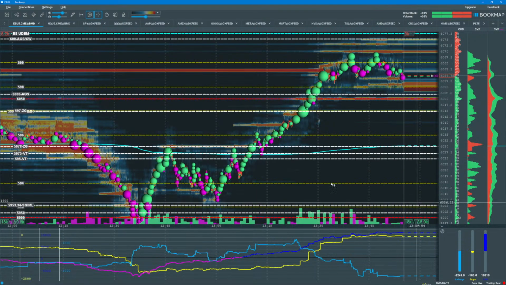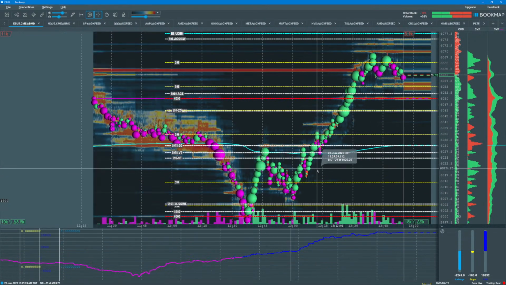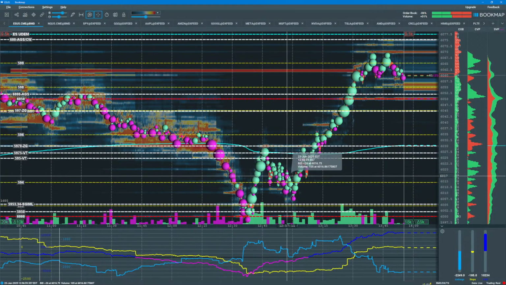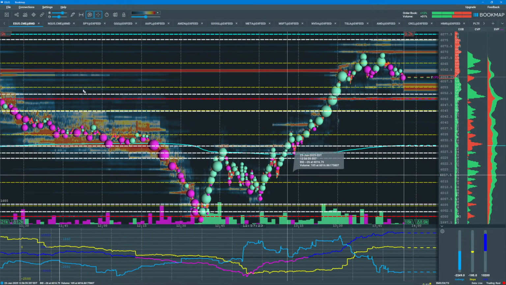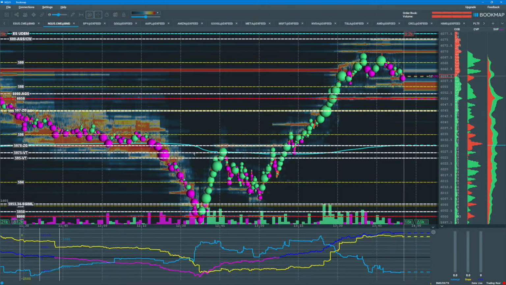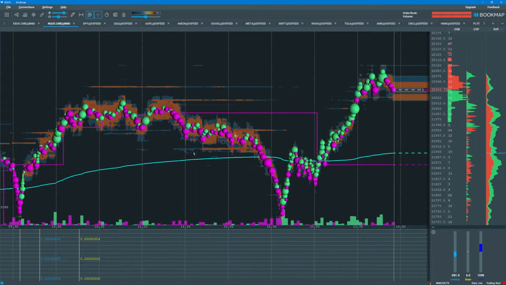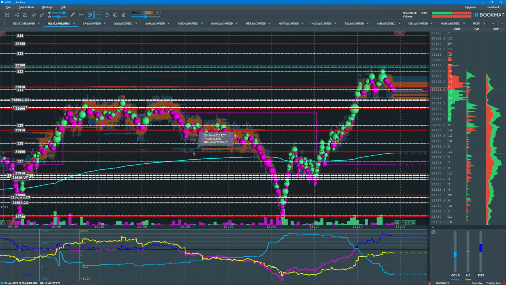All right, so there's the long setup, the short setup this morning. We'll take a look at the current market in just a minute. Let's take a look at NASDAQ. Then I have some stocks I want to take a look at. Then we'll get back to live market. Similar picture in NASDAQ. So let's go back to Hero.